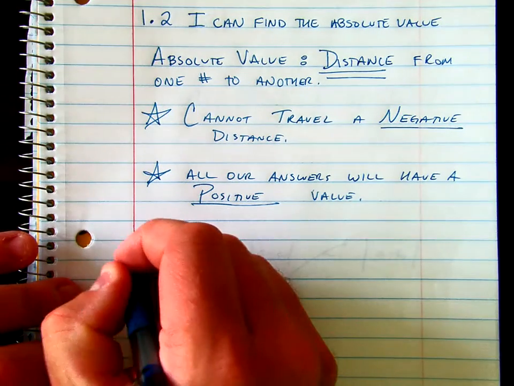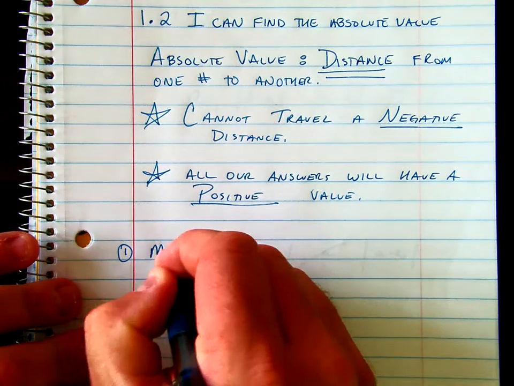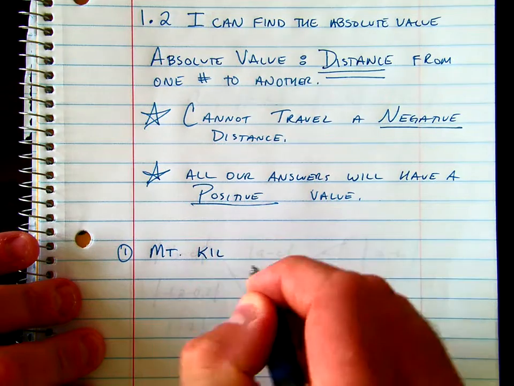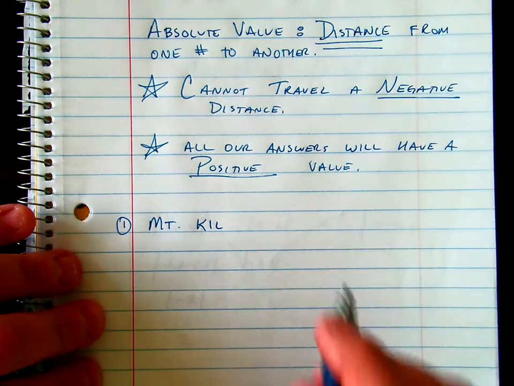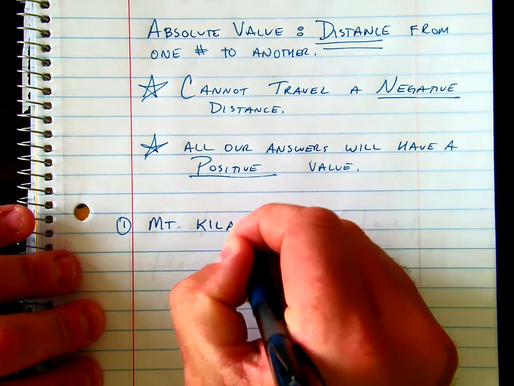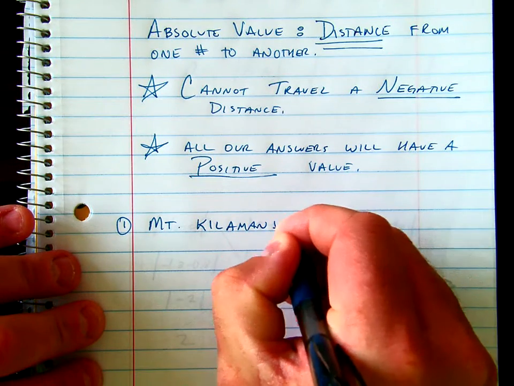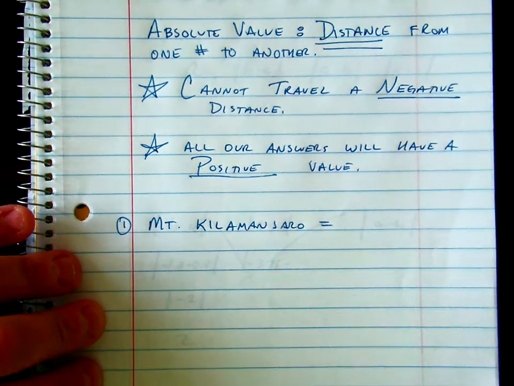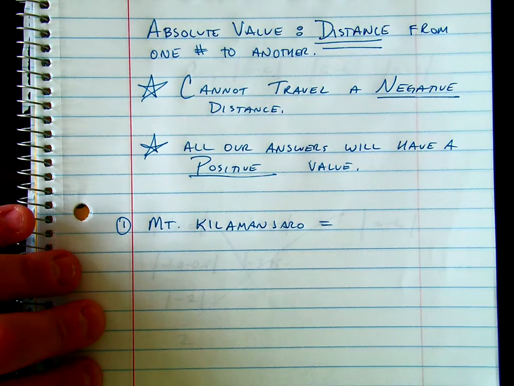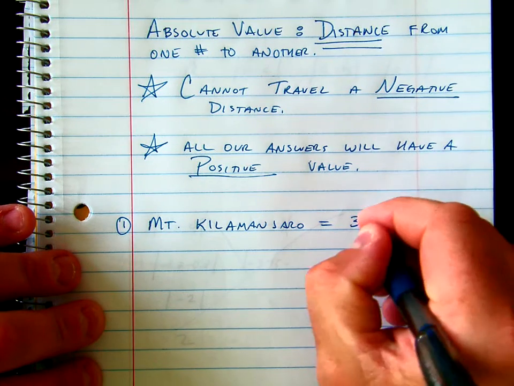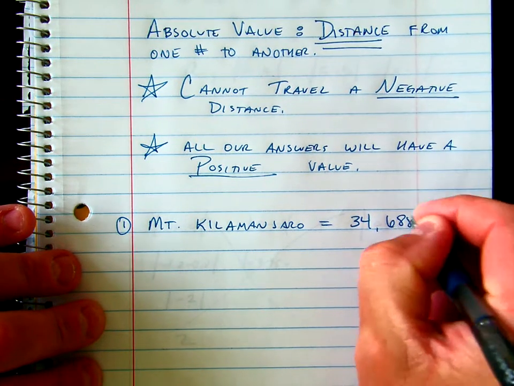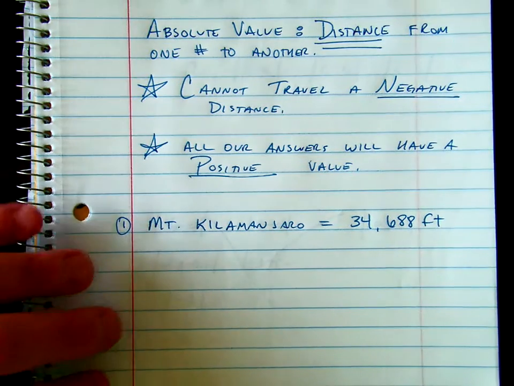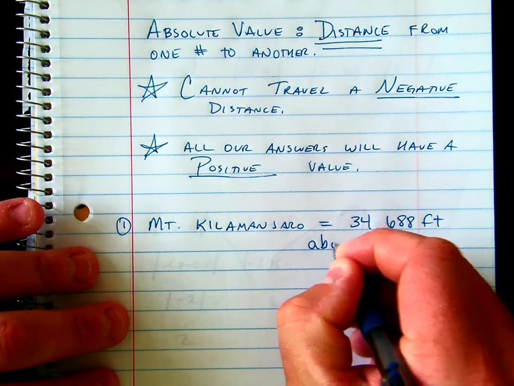All right. Mount Kilimanjaro. And I'm not sure how to spell Mount Kilimanjaro, so I'm going to try my best. Mount Kilimanjaro, like the very, very top, which is called the summit, is 34,688 feet above sea level.